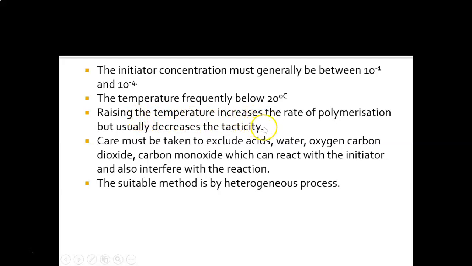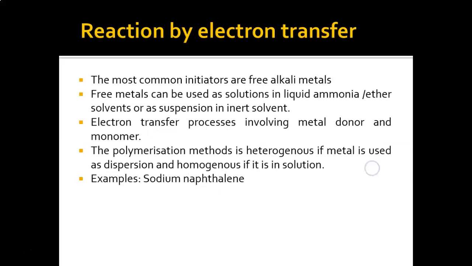Raising the temperature increases the rate of polymerization but usually decreases the tacticity. Care must be taken to exclude acid, water, oxygen, carbon dioxide, and carbon monoxide, which can react with the initiator and also interfere with the reaction. The suitable method is the heterogeneous process, which is a process that can be recycled. In the presence of catalyst, the initiator is in the form of metal or alkali metal.